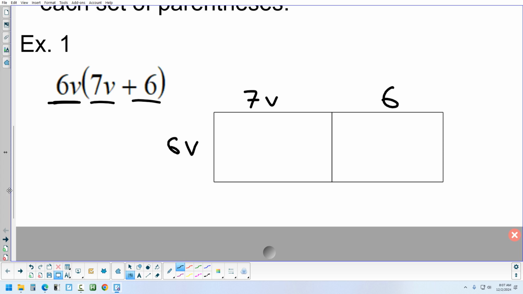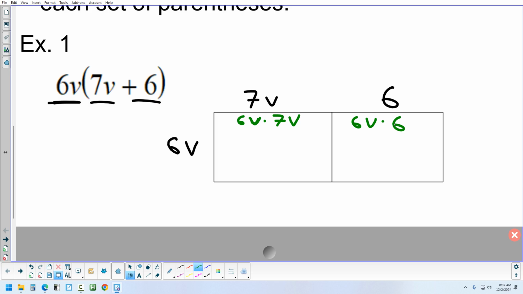So in this first box, I'll just write down what we need to do. It's 6v times 7v. We need to do that out. And then in the second box, it's 6v times 6. All right, let's do that first one.